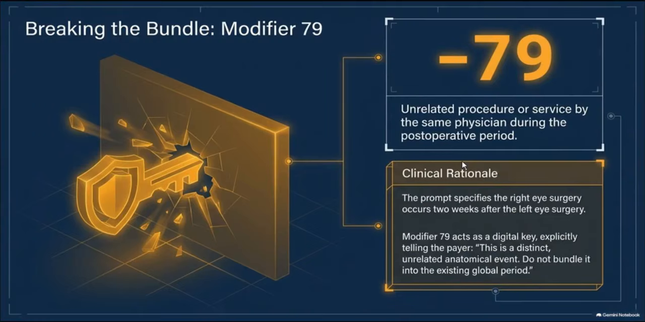So here we are using 79 first, for an unrelated procedure or service by the same physician during the post-op period. So the physician has done right eye surgery in the post-op period. So it's unrelated because previously he has done the left eye, now he is doing the right eye. So here the modifier 79 acts as a digital key, explicitly telling the payer this is a distinct, unrelated anatomical event. Do not bundle it into the existing global period. So 79 will clearly tell that this is done on a different anatomic region, that is the right eye, and this will not bundle with the initial surgery code.